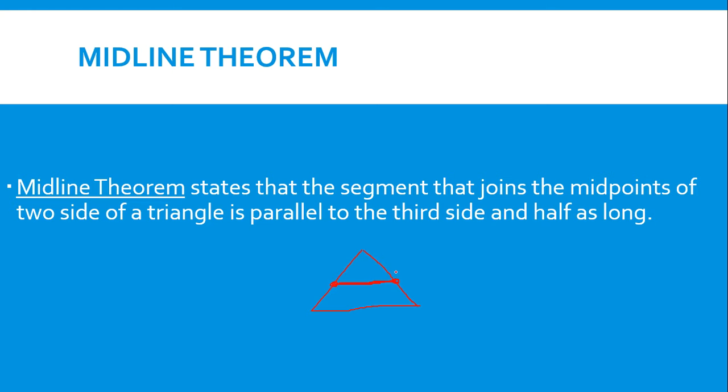And also, the midline theorem states that the segment is parallel to the third side and half as long. So, this midline is parallel to this side, which is what we call the base of the triangle. And the measure of the midline is half the measurement of the base of the triangle.